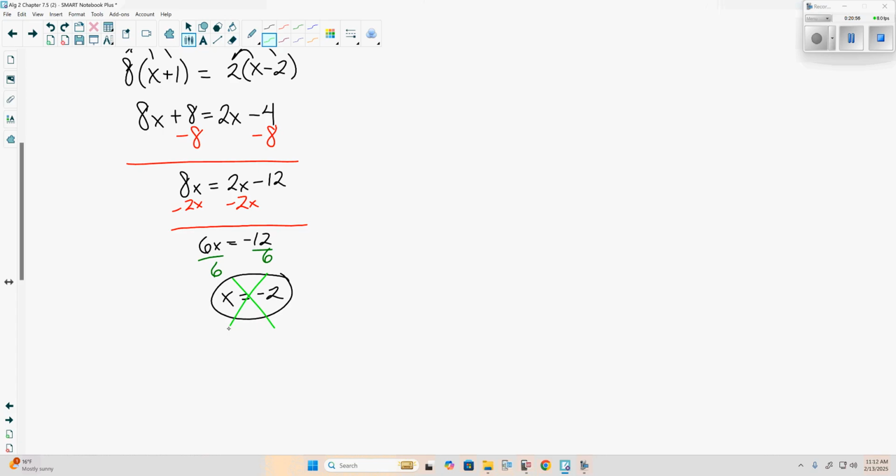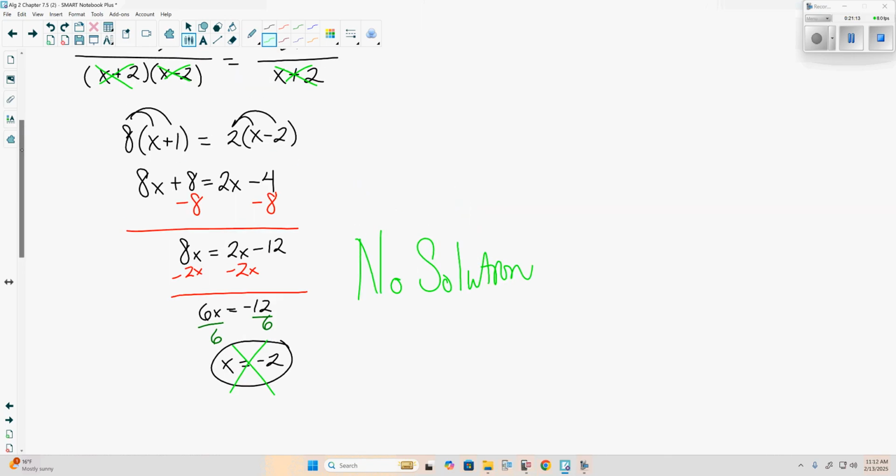Do we have any other solutions left? No, so this is no solution. Because we did get a solution of negative 2 for this, but because it makes the denominator 0, we have to throw it out. Since we threw out every solution we have, there is none. There are no solutions that work for this.